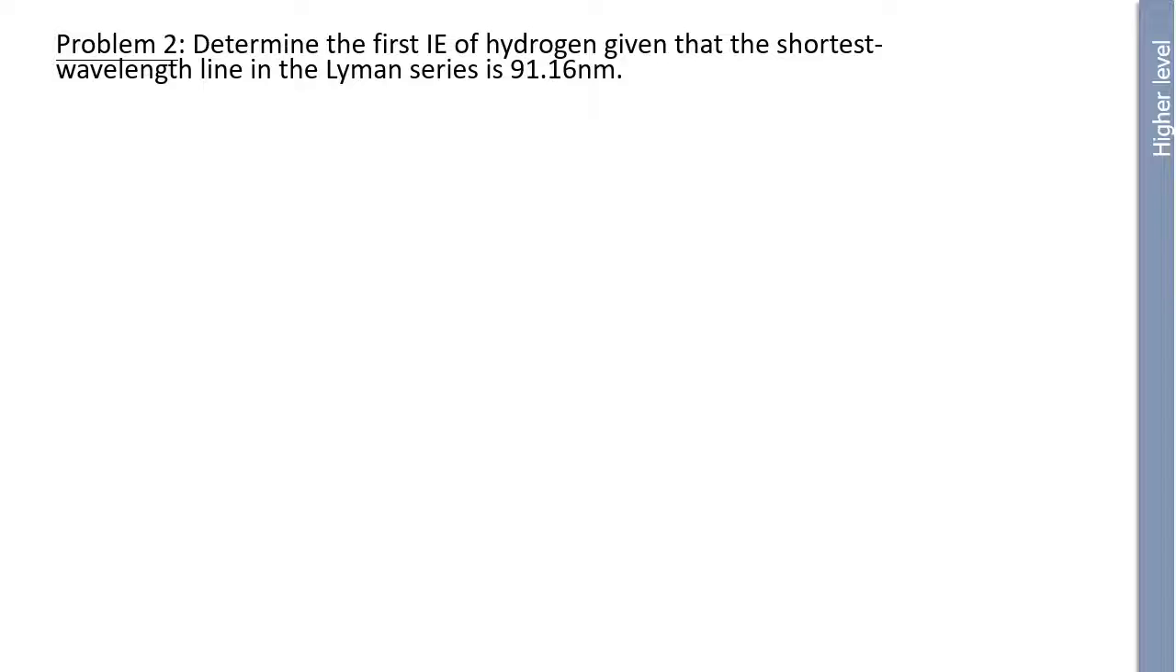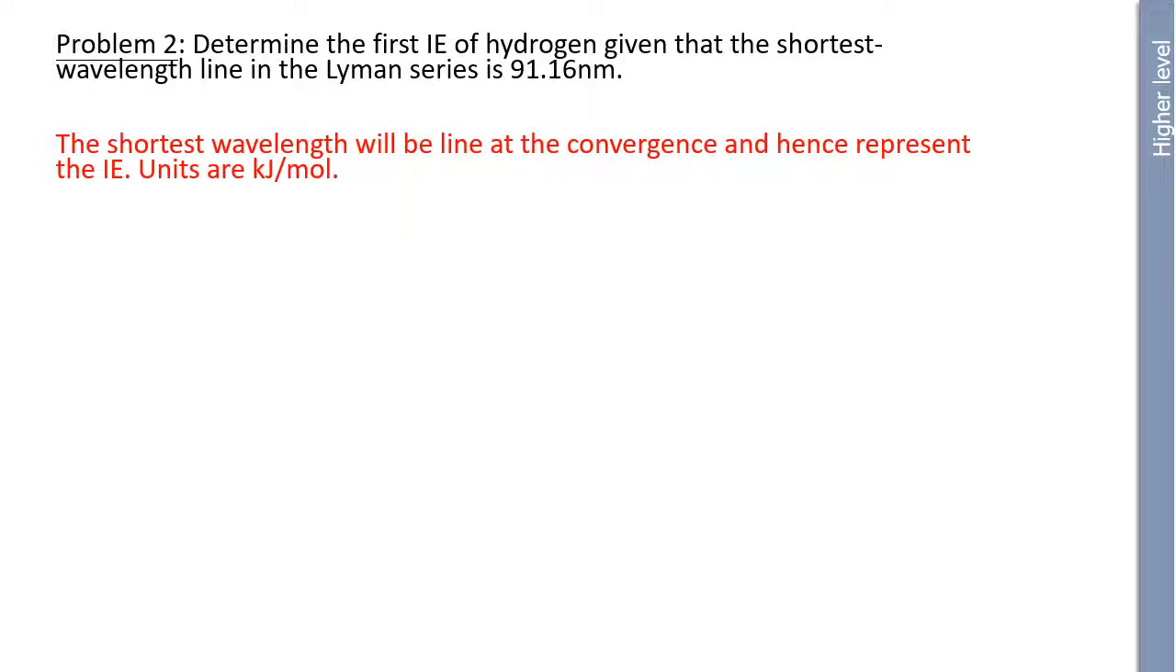Okay, so welcome back. So the shortest wavelength will be the line of convergence. That's the first thing you have to recognize from the question. And hence, this will represent the ionization energy, and its units are kilojoules per mole. It's the amount of energy for a mole of electrons to be lost from a mole of atoms.